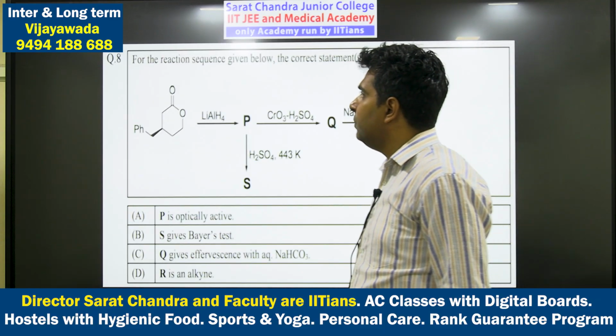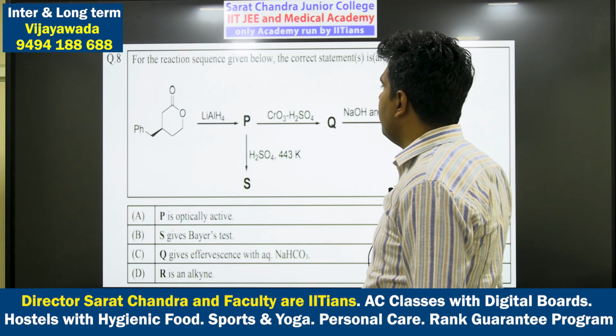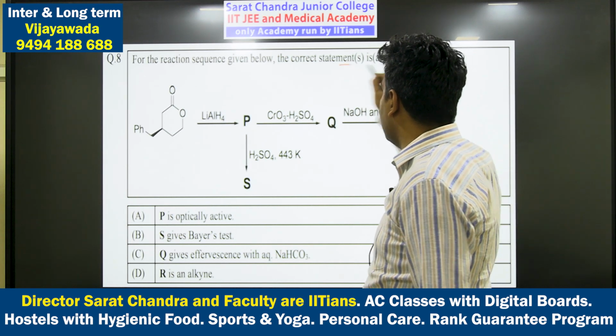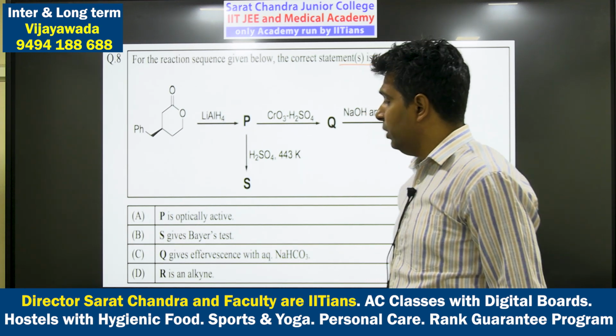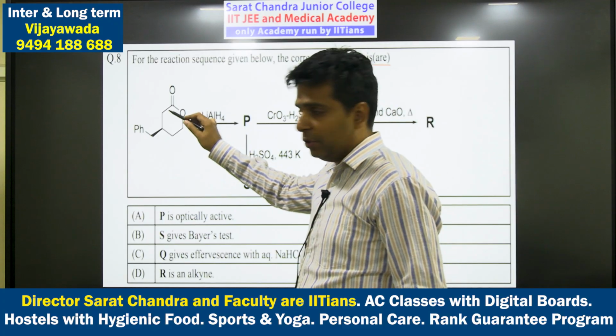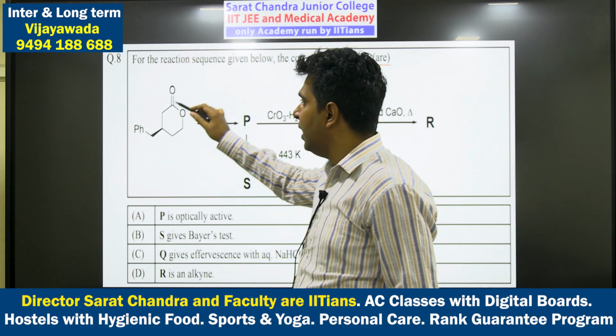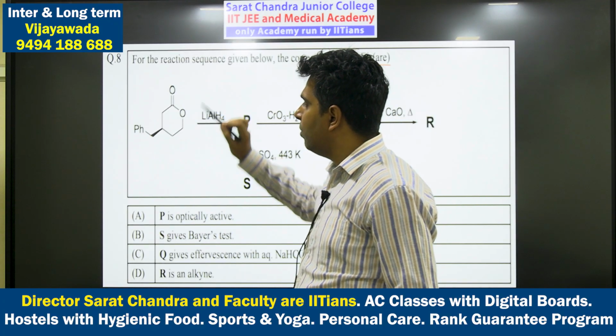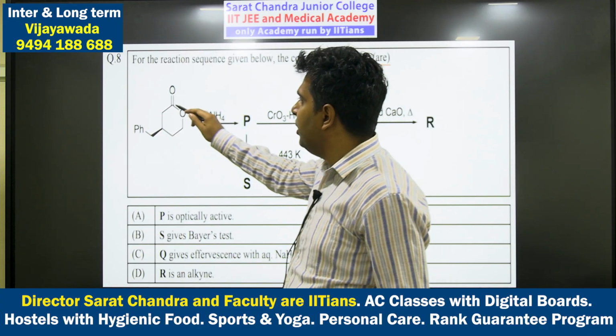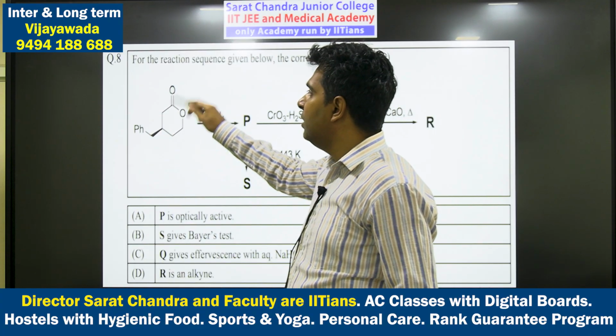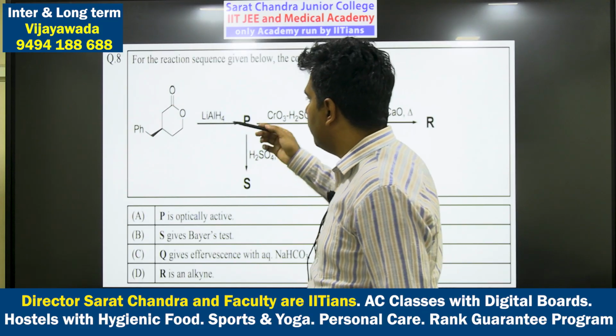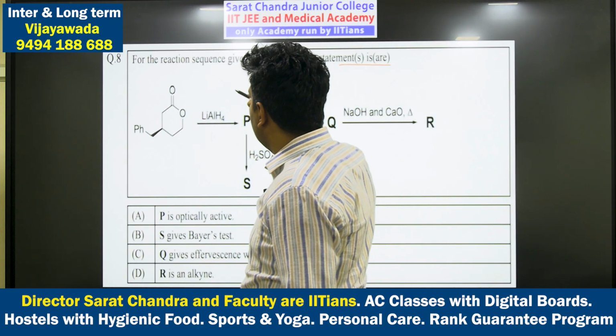Come to the next question. For the reaction sequence given below, the correct statements are: lithium aluminium hydride will do reduction of this amide group. So one alcohol will be formed over here. First of all, this will be reduced to aldehyde and this to alcohol. Then the aldehyde will be further reduced to alcohol. So basically you are getting two alcohols.